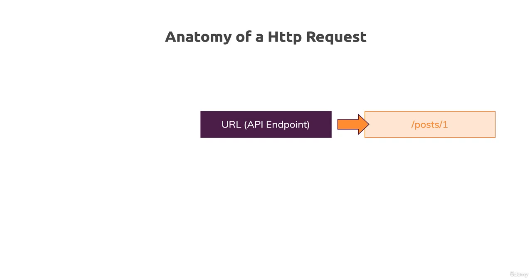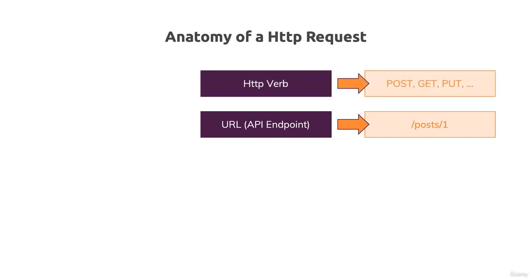However, when communicating with a RESTful API, it's not just about the URL, but also about the HTTP verb you're using. Something like POST, GET, PUT. This defines which kind of request you want to send to that endpoint. Do you want to store new data? Do you want to fetch data? Do you want to replace existing data? The HTTP verb makes that clear.